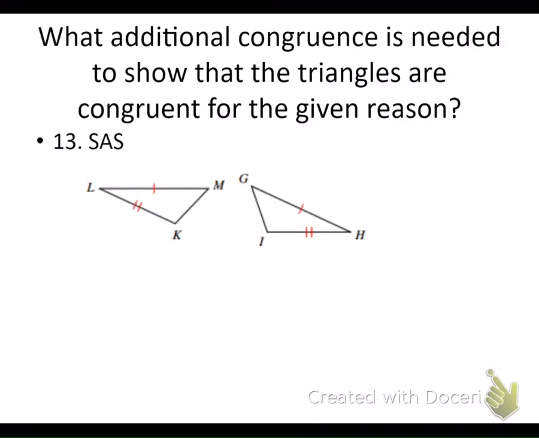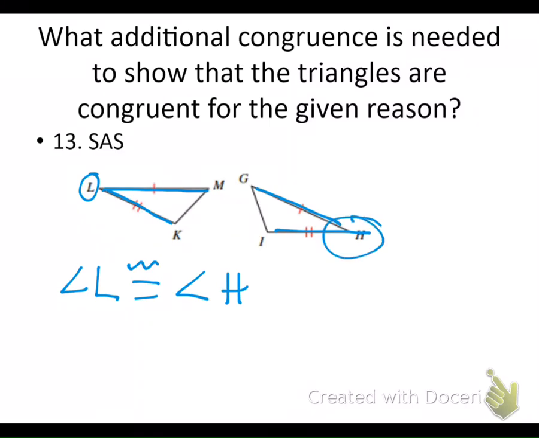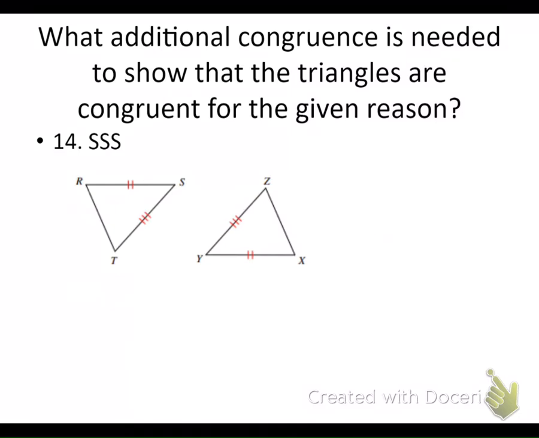Okay, what additional congruence is needed to show that the triangles are congruent? So to make this side, angle, side, well, we already have this side and this side. So we need angle L to be between them. It needs to be marked congruent to angle H. Side, side, side. We need another side marked congruent because we have two. So RT needs to be congruent to XZ.